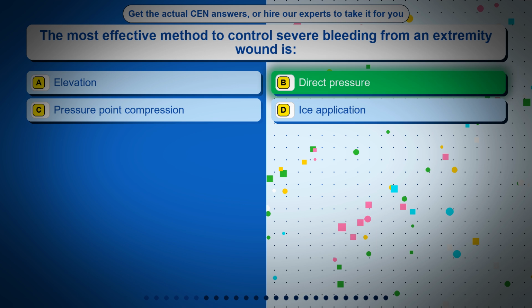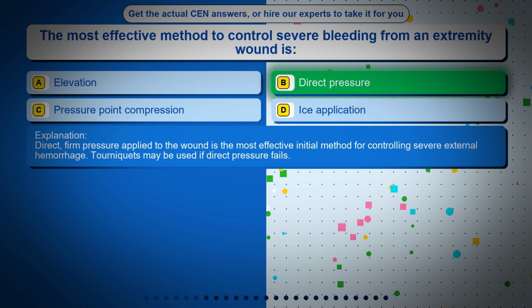Direct pressure. Direct, firm pressure applied to the wound is the most effective initial method for controlling severe external hemorrhage. Tourniquets may be used if direct pressure fails.